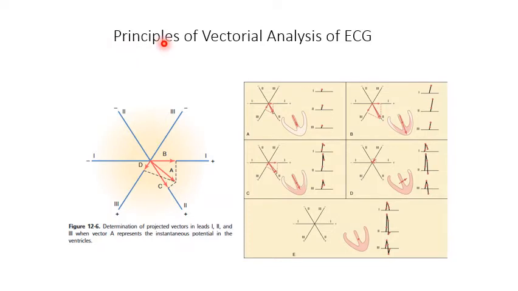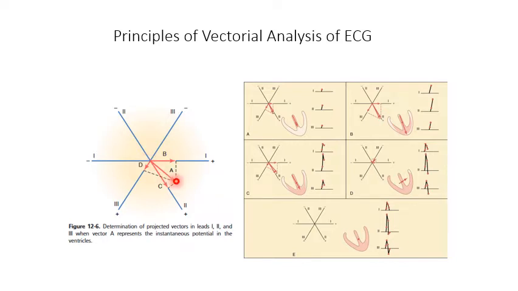Now let's walk through the principles of vectorial analysis of the ECG. First, before we start drawing an ECG from 3 leads, during the different phases of ventricular depolarization and repolarization, we will look at the main principle of determining projected vectors in the different leads from the cardiac axis, or the main cardiac vector.